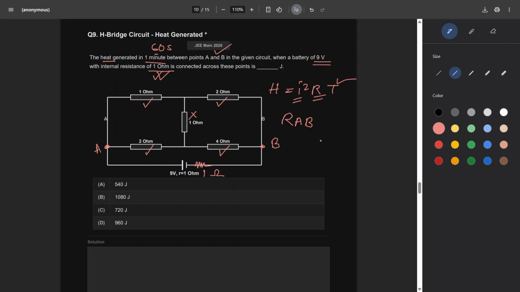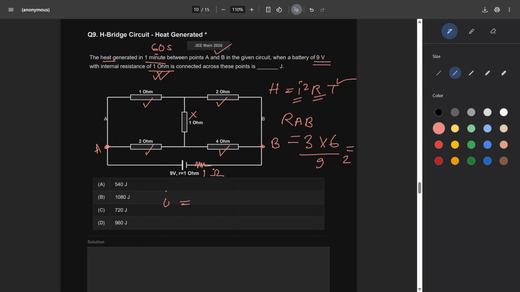And what we have here? We have 3 in the upper arm, 3 as you can see. And we have 6 in the lower arm, 6. So what we have? Parallel of 3 and 6. I told you already. It's a common thing. This is 2. So we know R, we know T. We just need the I, right?